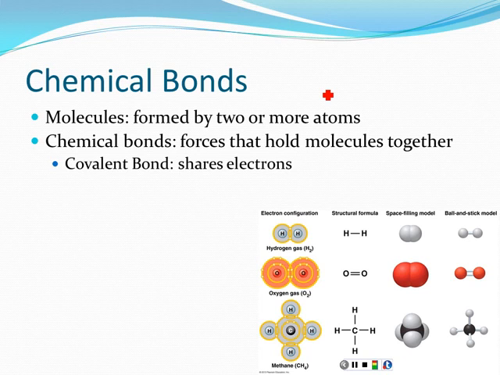You'll notice how some have a single bond, as this hydrogen gas is shown here. But this oxygen gas, how many bonds do they share? 2. So it's going to be called a double bond. Here we have methane, and it only has single bonds that are shared with the carbon there.